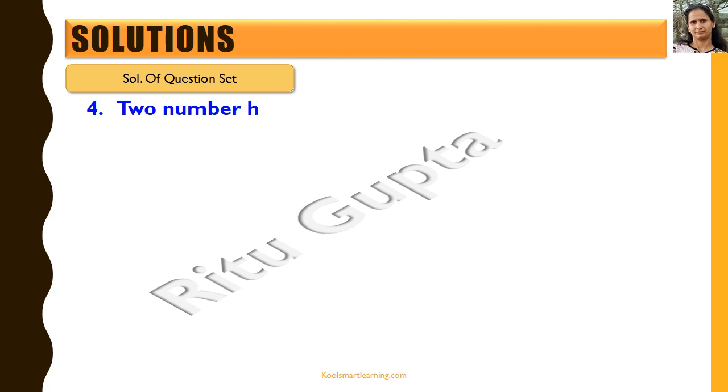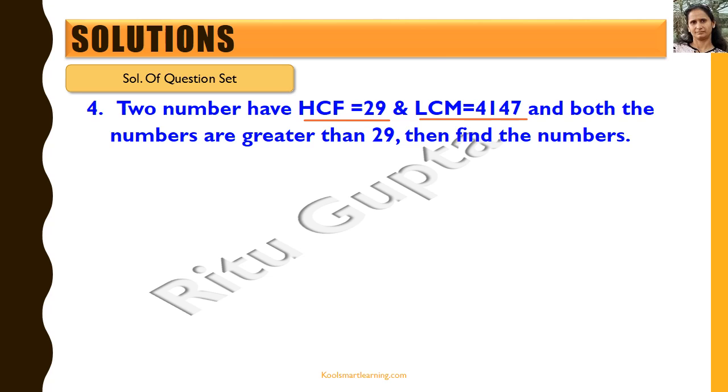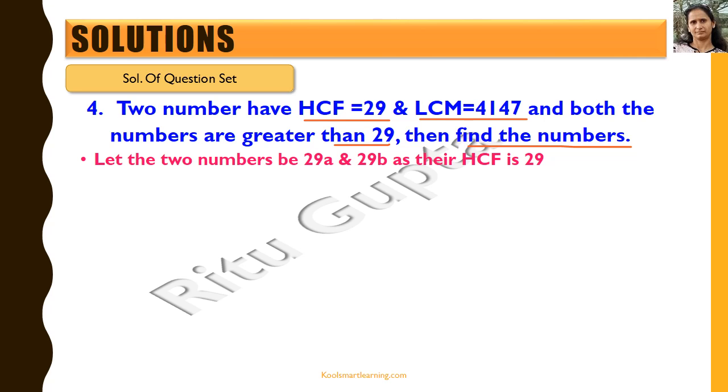Moving on to the next question. Two numbers have HCF 29 and LCM 4147, and both the numbers are greater than 29. We need to find out the numbers. So let's assume that the numbers are 29a and 29b, because their HCF is 29. The two numbers have to be multiples of 29. So we take them as 29A and 29B.